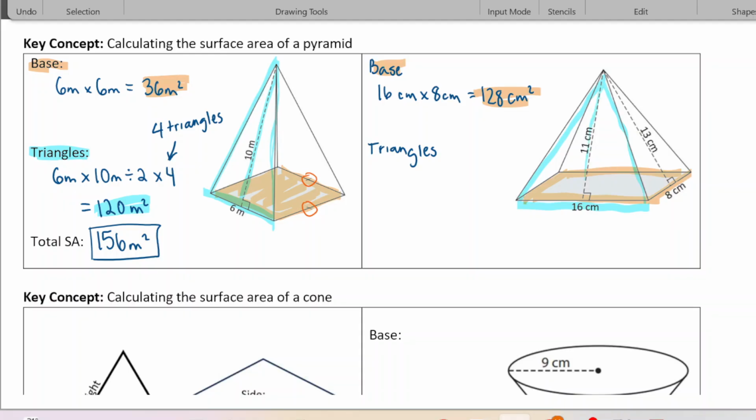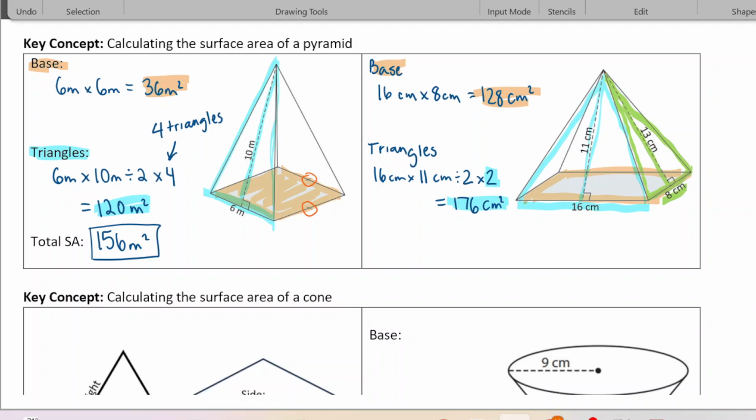So I have 2 that are 16 by 11, and then I have another 2 on the smaller side that are, I'm going to use green for those, that are 8 by 13. See, they're different sizes. So I'm going to need to do 2 different triangular calculations. So the first one, base is 16, height is 11. And we divide it by 2 because it's a triangle. But then we also multiply it by 2 because there are 2 of them. Okay, so that's going to give me 176 centimeters squared. That's for the 2 triangles that are blue.